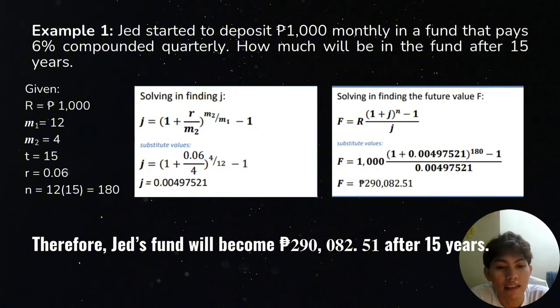Now that we have the value of j, we will find the future value of Jed's deposit after 15 years. I have here the formula, which is R times (1 plus j) raised to n, minus 1, all over j. The next thing we should do is to substitute all the values, and then our future value is 290,082 pesos and 51 centavos. Therefore, Jed's fund will become 290,082 pesos and 51 centavos after 15 years.